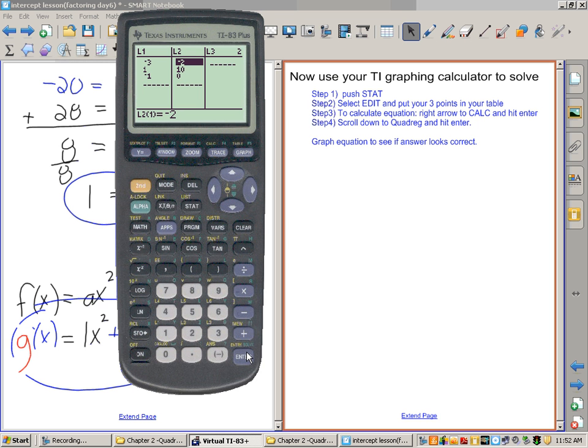Now, if one of you has a whole bunch of garbage in there that you want to get rid of, just go up to the L2 and hit delete, and it deletes everything in there. Go over to L2 and hit delete. My list 1 is the X coordinates. My list 2 is the Y coordinates.